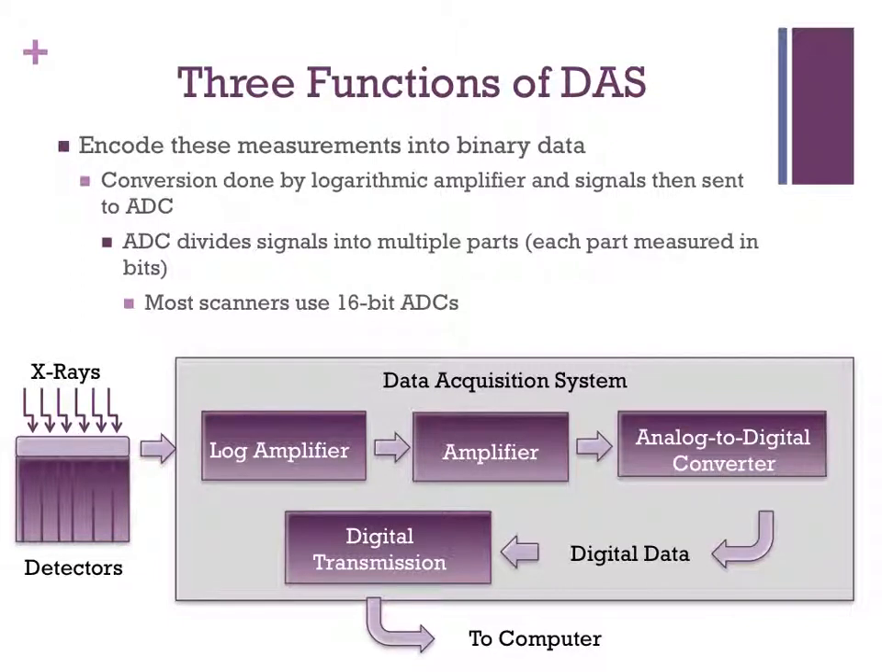The logarithmic conversion is done by the logarithmic amplifier, and these signals are then directed to the ADC. The ADC divides the electric signals into multiple parts. The more parts, the more accurate the analog to digital conversion is. These parts are measured in bits. A 1-bit ADC divides the signal into 2 digital values. A 2-bit ADC generates 4 digital values, and a 12-bit ADC results in 4,096 digital values. These values help determine the grayscale resolution of the image. Modern CT scanners today use 16-bit ADCs.